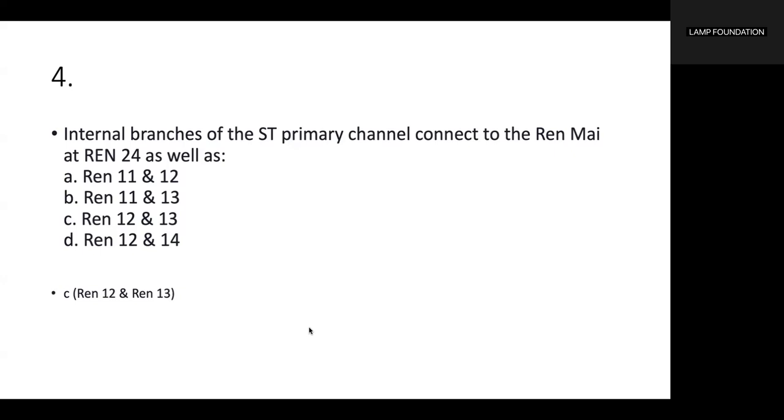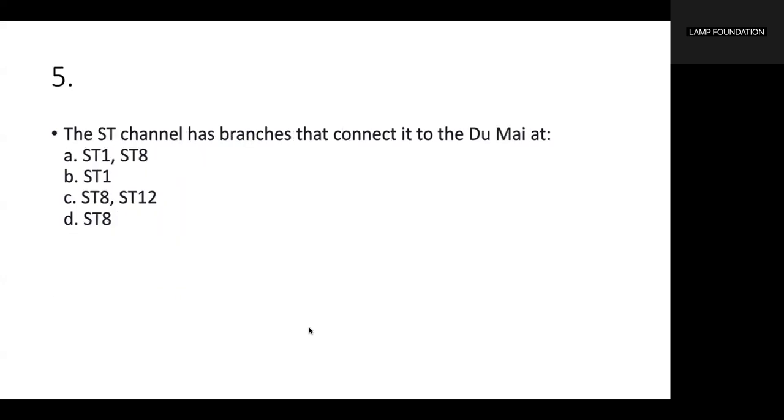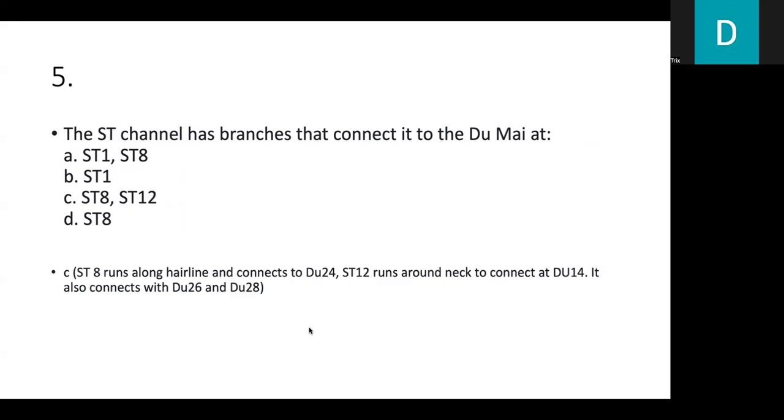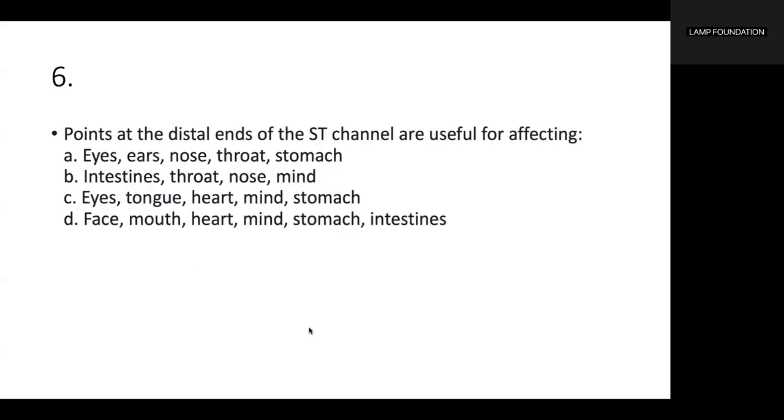So 24, 12, 13. The stomach channel has branches that connect it to the Dumai or the governing vessel at what point? Letter C, stomach 8 and stomach 12. Okay, because stomach 8 runs along the hairline. I think that's very easy to locate. And it connects to DU24. The stomach 12 will run around the neck to connect at DU14. It also connects with DU26 and DU28.